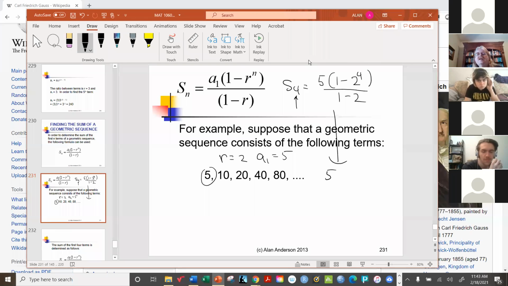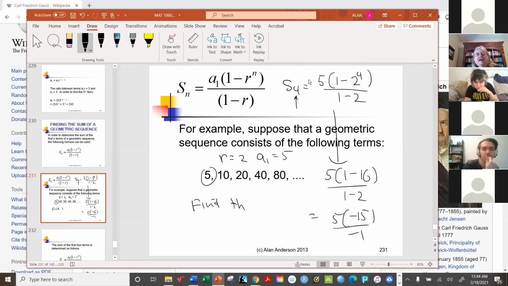So instead, we'll have 5 times 1 minus 16. So 5 times minus 15. Up, we have somebody who knows. It's, because I want, I should have written it down here. Find the sum of the first 4 terms. Okay, that's why n is 4.